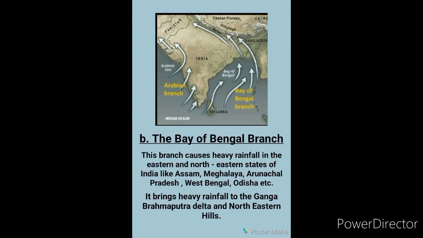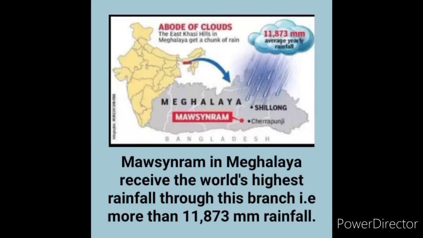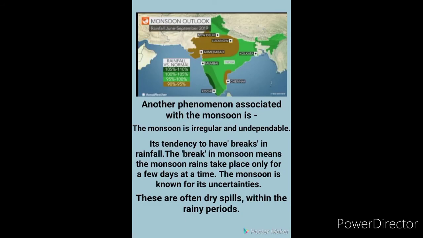The second branch is the Bay of Bengal branch. This branch causes heavy rainfall in the eastern and northeastern states of India like Assam, Meghalaya, Arunachal Pradesh, West Bengal, Odisha, etc. It brings heavy rainfall to the Ganga-Brahmaputra delta and northeastern hills. Mawsynram in Meghalaya receives the world's highest rainfall through this branch, that is more than 11,873 millimeter rainfall annually.